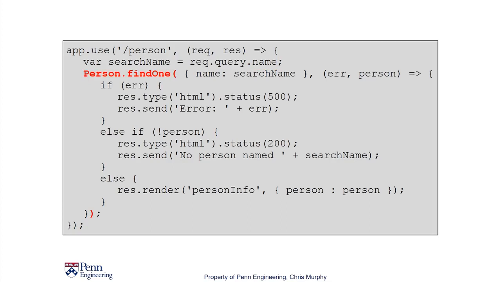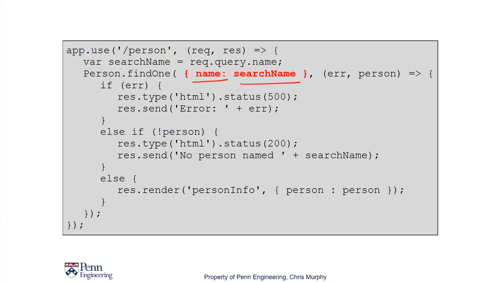Person.find would return all of the person objects that it found. As you can imagine, person.findOne only returns one object. Which object should it be? In this example, we're going to use a query argument, which is an object that has the name and then the value of what we're searching for.